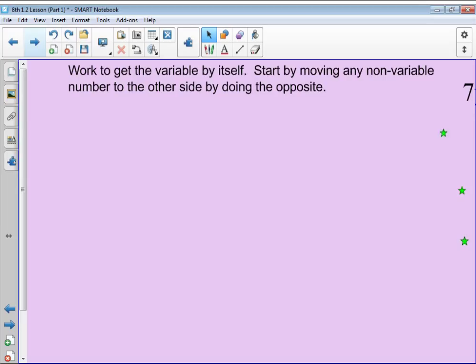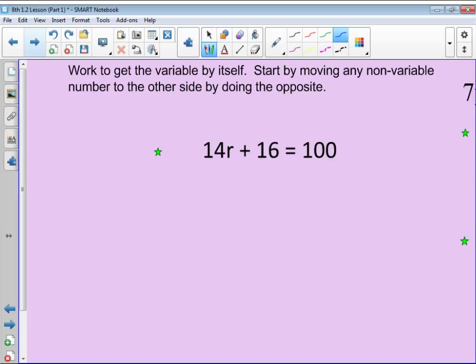Let's try another one. Okay, we have 14r plus 16 equals 11. Okay, we're going to get rid of any non-variable first. So right now it's plus 16. We have to work here. Minus 16, to get rid of that first.